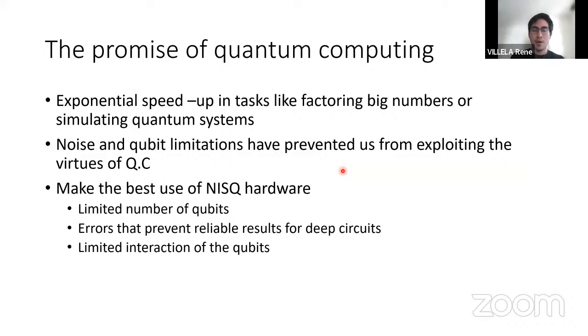to make the best use of what is commonly referred to as noisy intermediate scale quantum hardware, NISQ for short, which is characterized, like I was mentioning, by the limited number of qubits and errors in the gates, which are the quantum operations on the qubits, that prevent reliable results when we have many operations, and also limited interaction between the qubits themselves. So whatever approach we consider, we have to take these things into consideration.